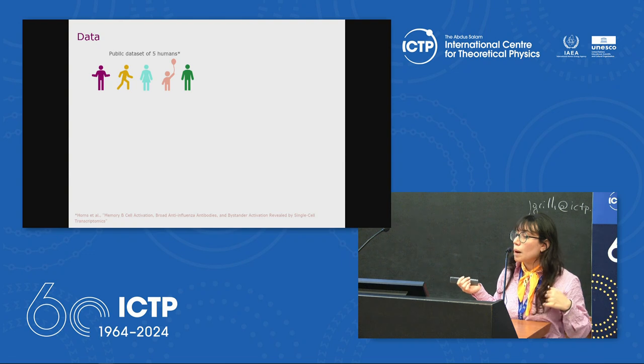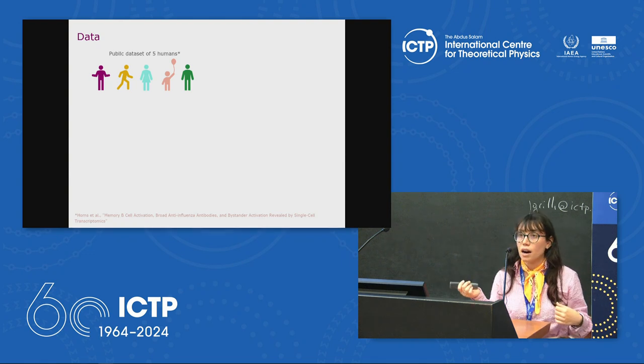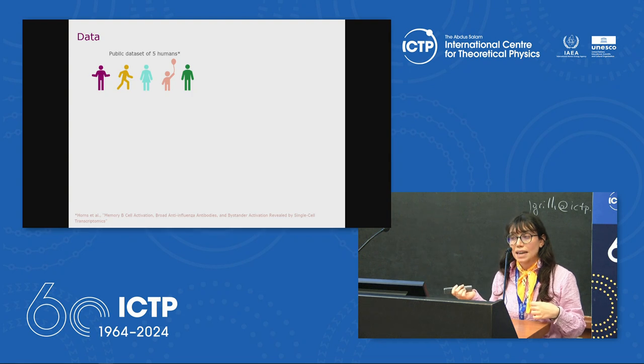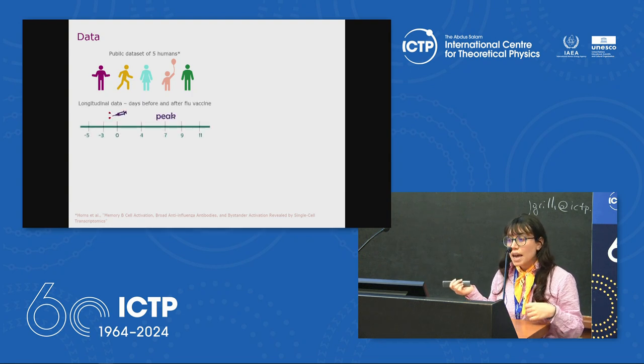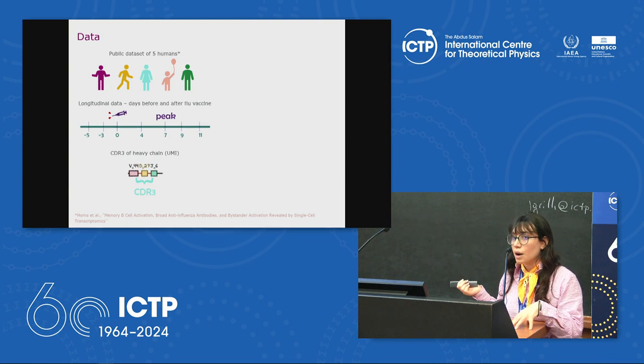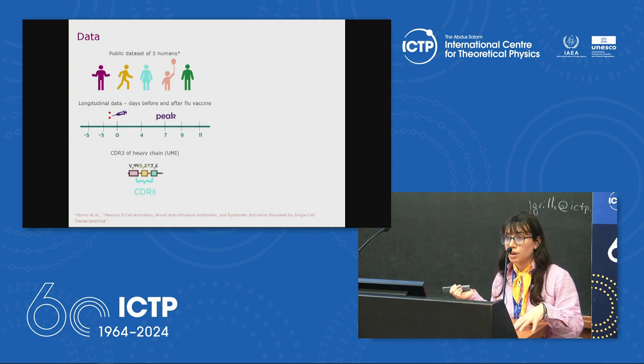They belong to a public data set of 5 humans that were vaccinated against flu in 2008. I have longitudinal data, so I have samples of blood before vaccine and after vaccine. In particular, I will focus my analysis only on the CDR3 of the heavy chain.